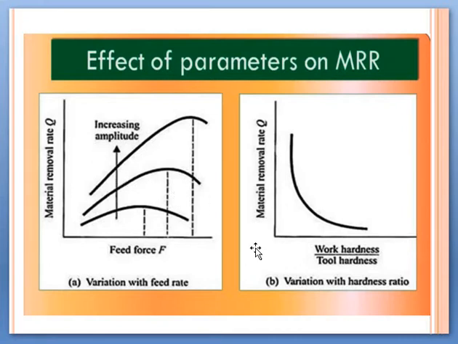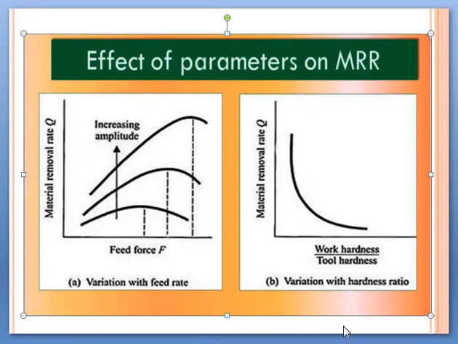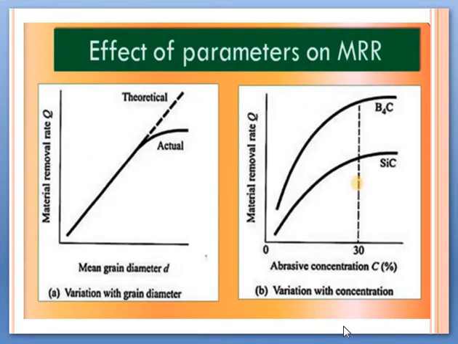The last is related to the work hardness to tool hardness ratio. That is the hardness ratio. This hardness ratio has an impact on material removal rate. As we go on increasing the hardness ratio, the material removal rate will go on decreasing. It means as far as possible, the hardness ratio should be a minimum.